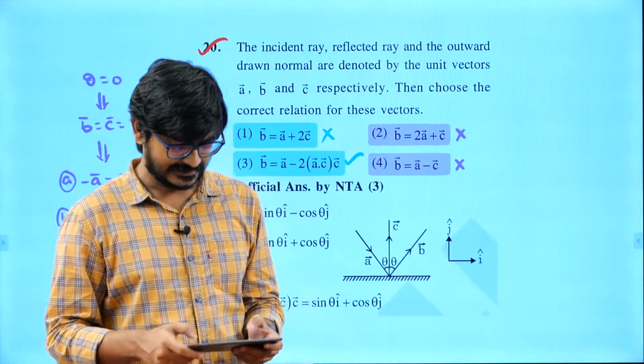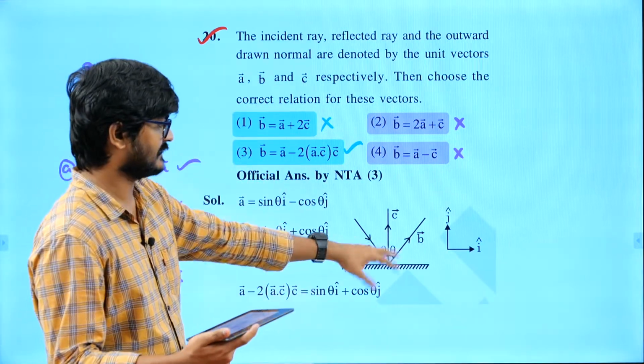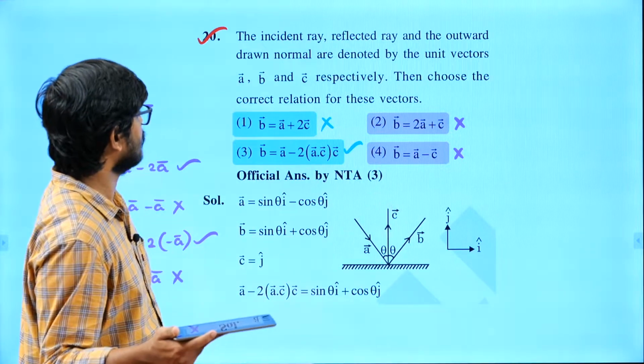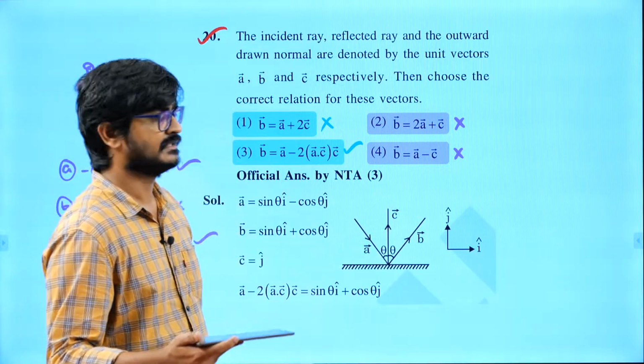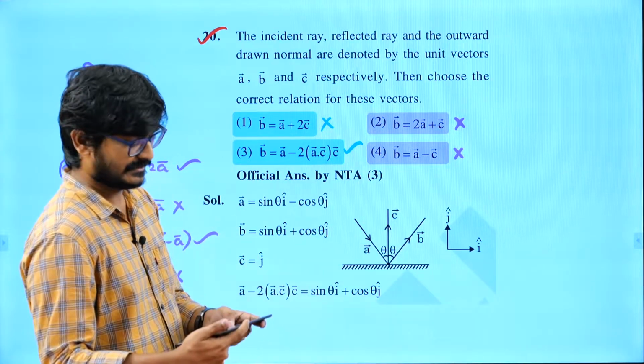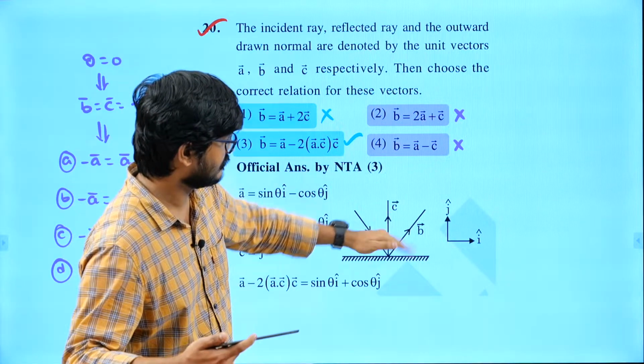Now the next one: the incident ray, reflected ray and the outward normal are denoted by unit vectors. The figure is like this: incident ray, reflected ray and the normal. You need to choose the correct relation between these. That's going to be complicated for me, so I am checking the extreme condition when theta becomes 0. When theta becomes 0, what will happen? A will be in this direction, B will be in this direction.